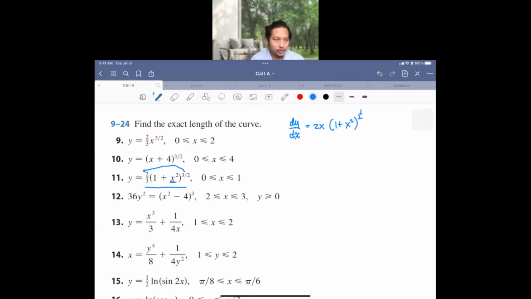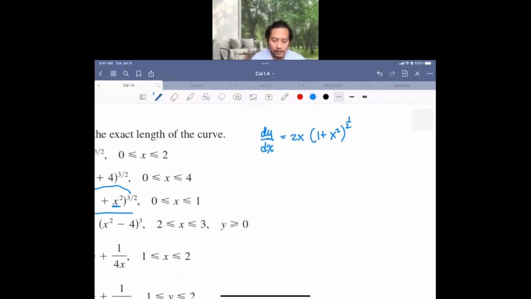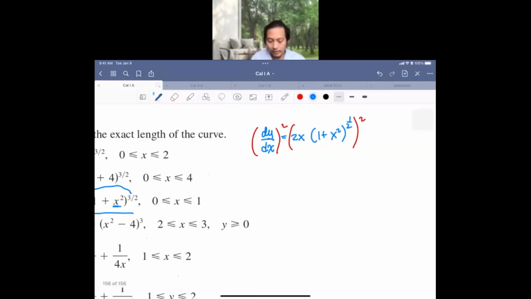And then what we do next is we take the square. Well, let me write with the color red. So we will have 4x squared over 1 plus x squared. Okay, and then don't forget to add 1. So this will be 1 plus (dy/dx) squared, and this will also be plus 1. So this is what we need to take into our arc length formulation.